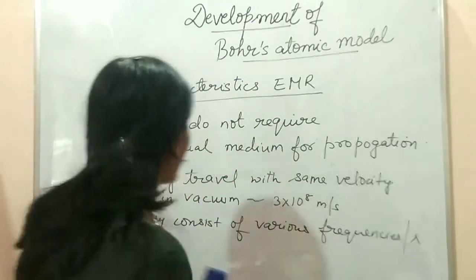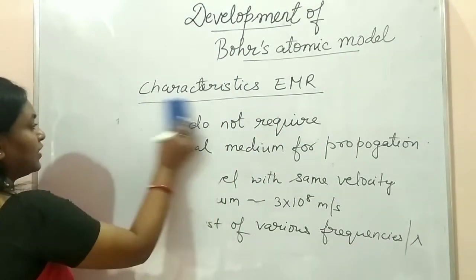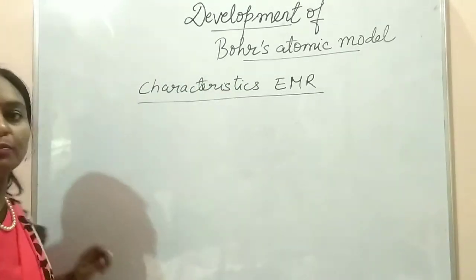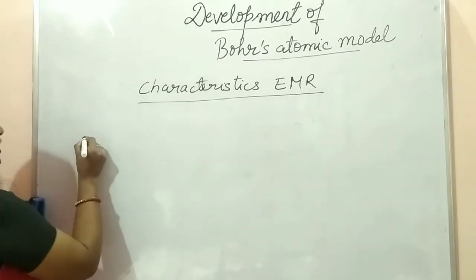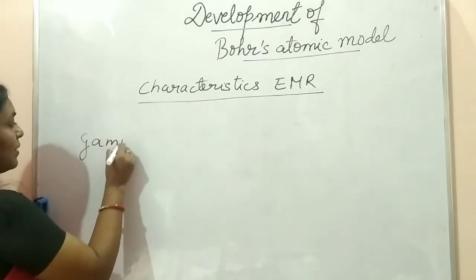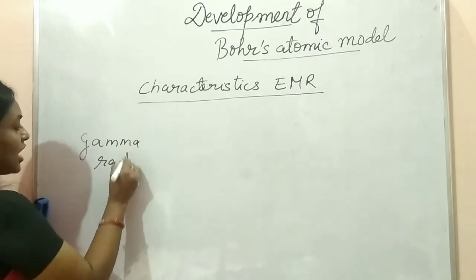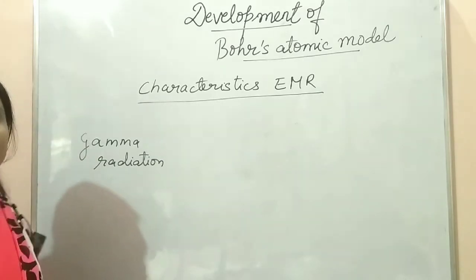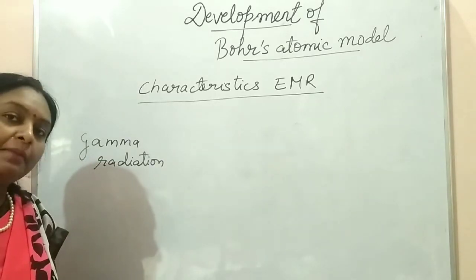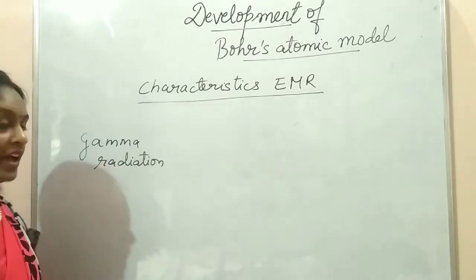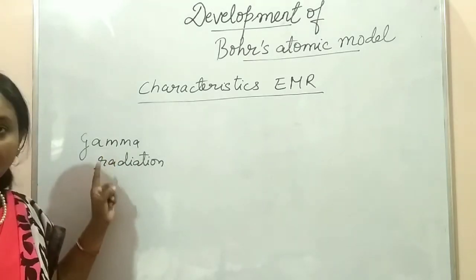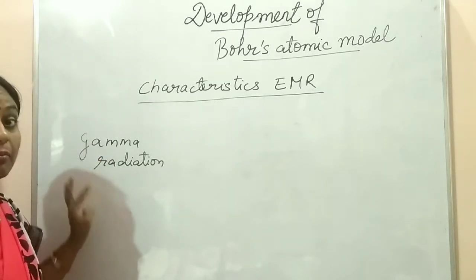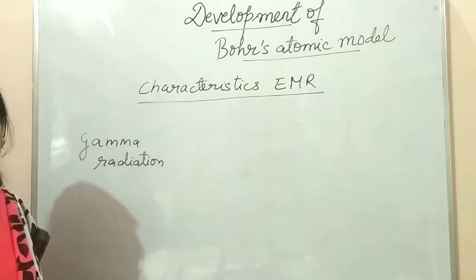And what are these electromagnetic radiations of different types? Let us see that. When we talk about the electromagnetic spectrum, you can say that it begins with gamma radiations, and gamma radiations are emitted from an unstable nucleus. When an unstable nucleus attains stability by emitting radiation, and these radiations are neutral in nature, they do not have any charge, but they are the most energetic of all the electromagnetic radiations.